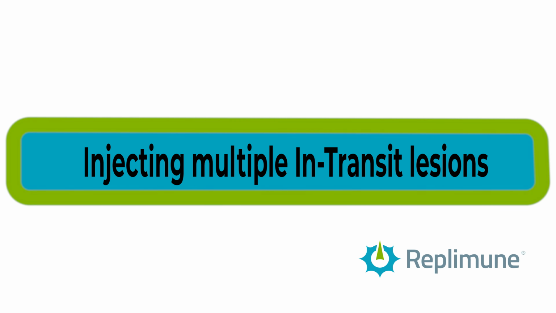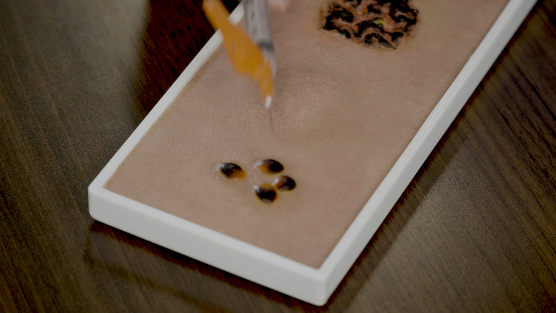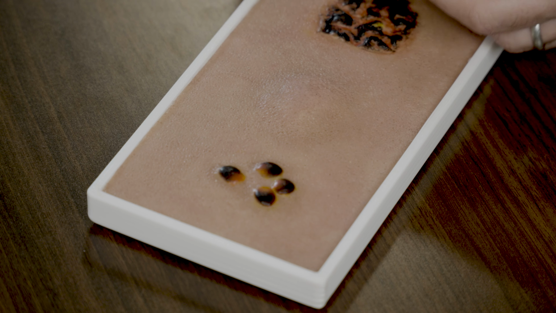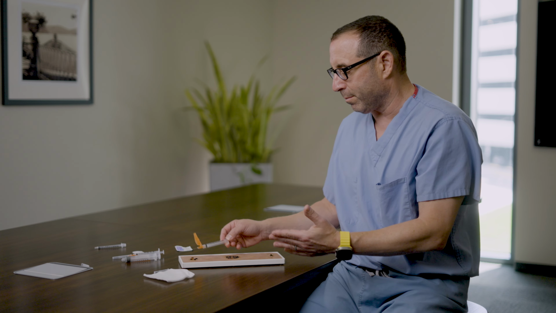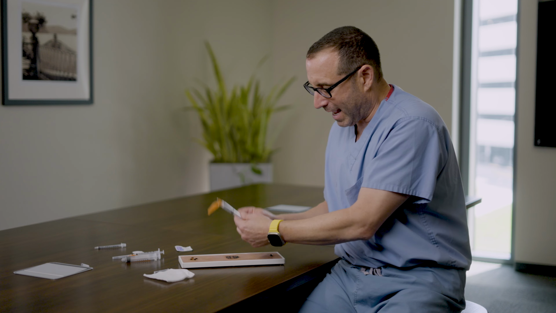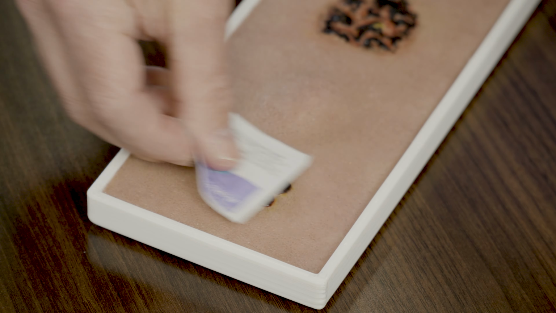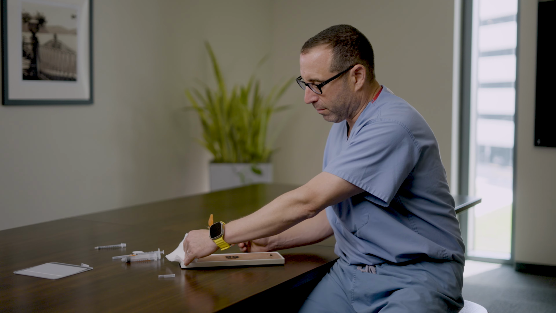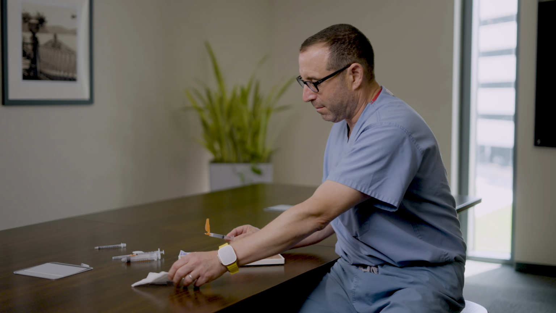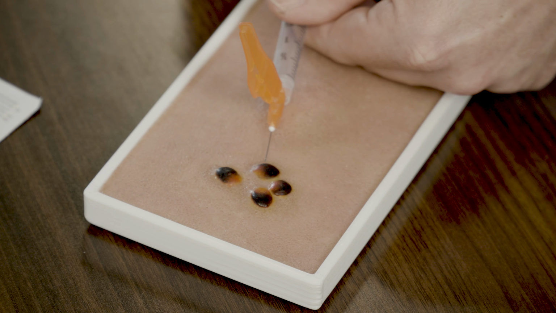If we had a patient that had multiple in-transit lesions, such as you can see here, I would have the dose calculated. Let's say these 4 lesions will take a total dose of 1 cc, either 0.1 or 0.5 cc's per diameter of the lesion. You would have the injectate in here. You would swab the area down with alcohol. We would have a 4x4 so we don't spray it onto the patient. And then I would go from lesion to lesion.